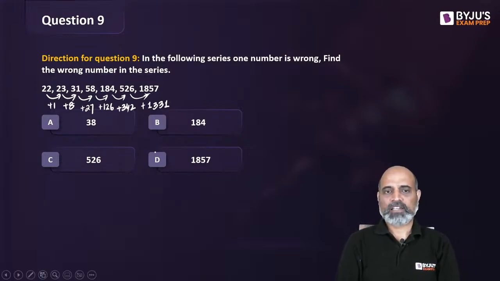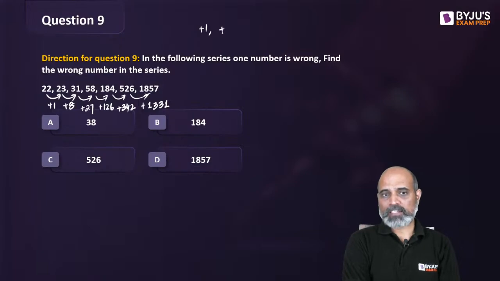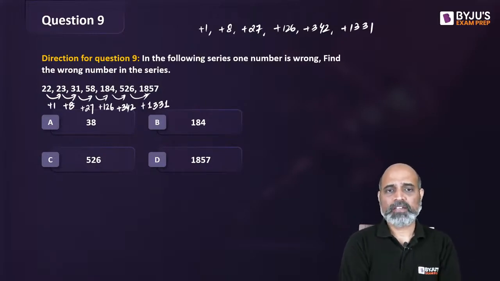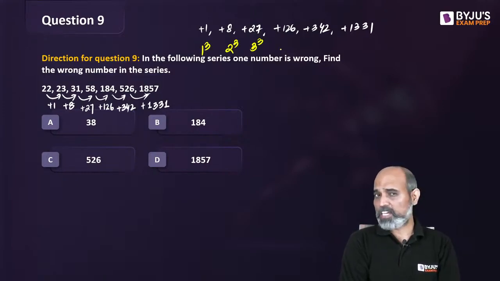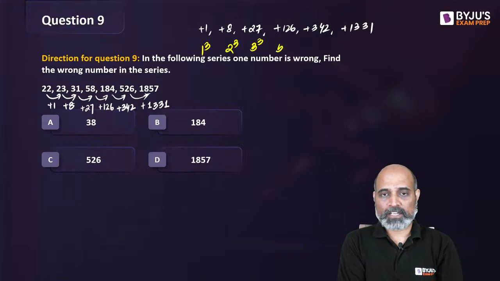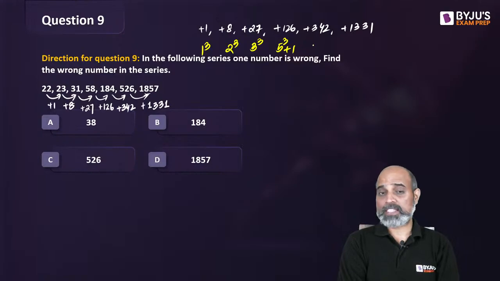Okay. So if you look at the differences happening, 1, 8, 27, 126, 342, and 1331. These are nothing but cubes of numbers. किन numbers का cube है? This is cube of 1, this is cube of 2, this is cube of 3. This is very close to cube of 5, right? So 5 का cube तो actually 125 होता है, so it is 1 more than that. 343 is cube of 7, so it is actually 343 minus 1, and this is 11 ka cube, exactly.